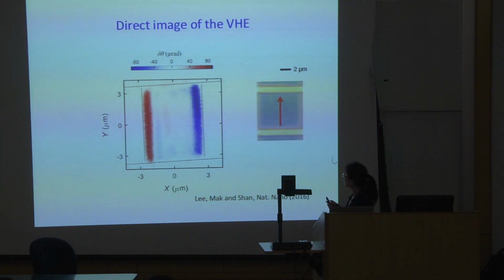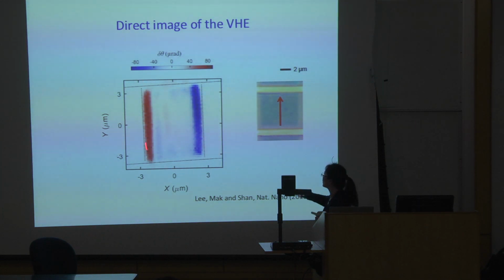So here's the result. This is the sample we studied: gold electrodes, a monolayer of molybdenum sulfide, shaped into this rectangular shape. And we can run current this way. And this is the Kerr rotation image. This is the electrodes, and this is the electrodes. And you see opposite sign of Kerr rotation. Red is for one type of flavor of electron, and blue is for the other type.